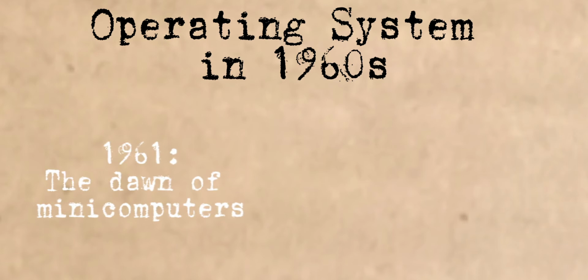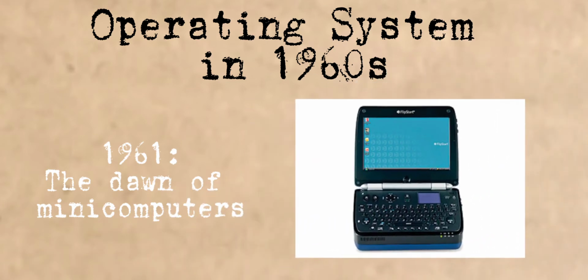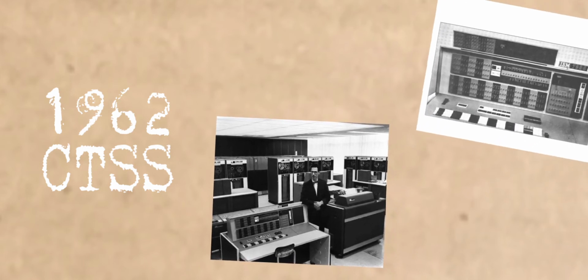Let's now move to the operating systems in the 1960s. It started in the year 1961, which is considered the dawn of minicomputers. A minicomputer, or colloquially mini, is a class of smaller computers that was developed in the mid-1960s and sold for much less than mainframe and mid-size computers. And after a year, the Compatible Time Sharing System, or CTSS, was developed at MIT. Compatible Time Sharing System was one of the first time-sharing operating systems. It was developed at the MIT Computation Center.